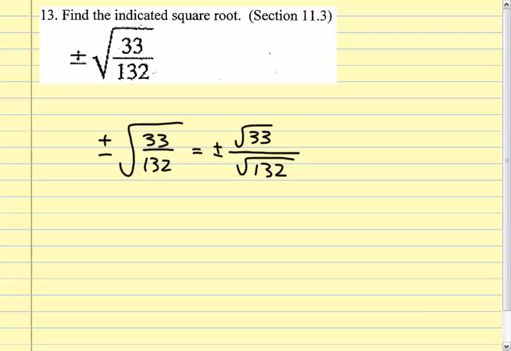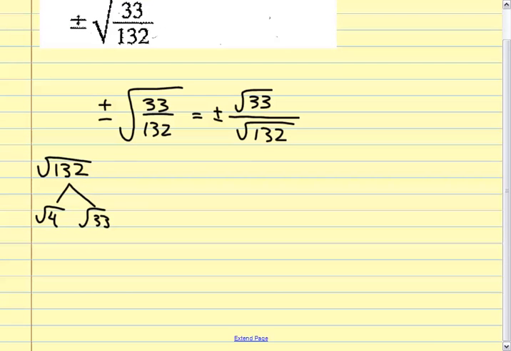For square root 132. All right, Miles wants to do the prime factorization of root 132. That's root 4 times root 33. Root 4 is 2, so it's 2 root 33. And the other one's just root 33, so write that fraction. So now I've got plus or minus the square root of 33 over 2 times the square root of 33. Root 33 is canceled.